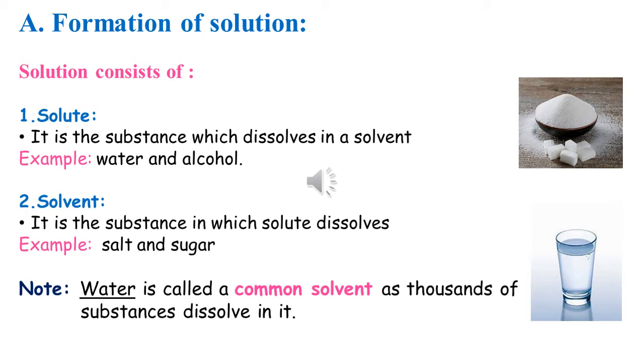Formation of solution. The solution consists of solute, which is a solid substance, and solvent, which is a liquid substance. The solute is the substance which dissolves in a solvent, such as water and alcohol. The solvent is the substance in which the solute dissolves, such as salt and sugar. There is an important note: water is called a common solvent, as thousands of substances dissolve in it.